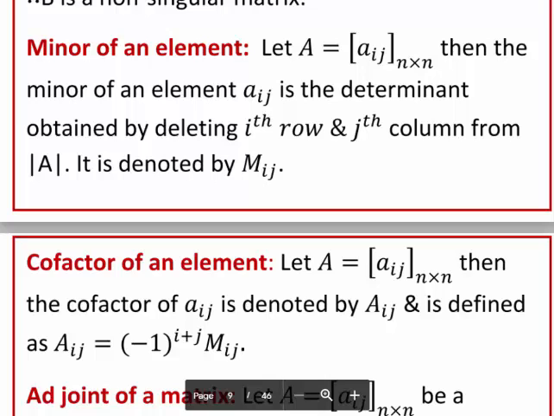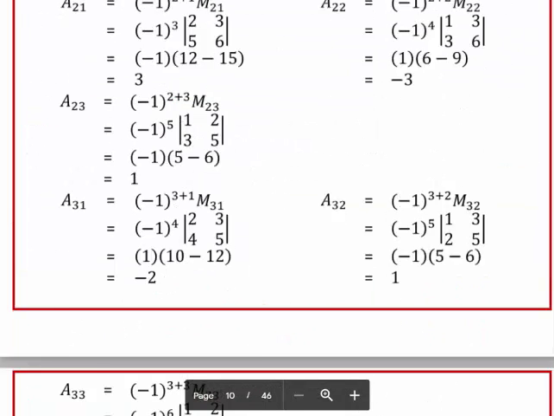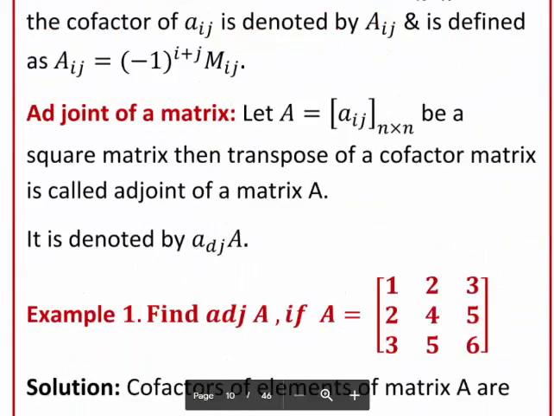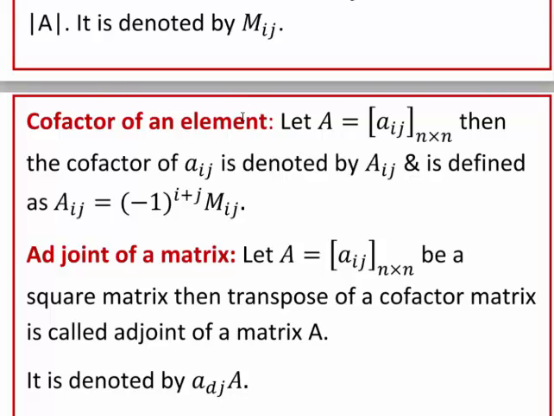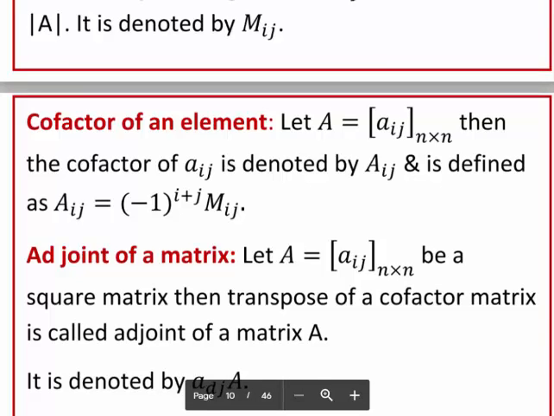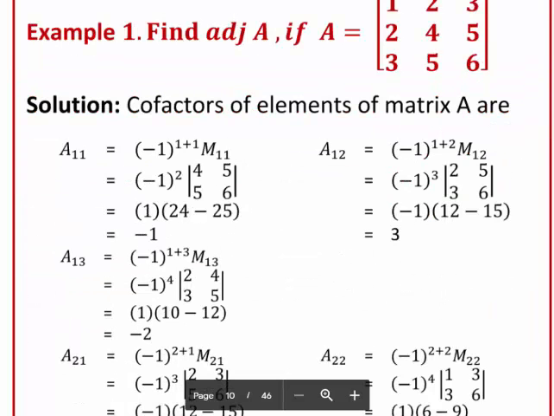Now let us go for the definition of adjoint. Let A be a square matrix, then the transpose of the cofactor matrix is called the adjoint. And the cofactor matrix can be obtained by taking all entries from the cofactor of elements. Now let us go through problems so that this concept will be understood neatly.